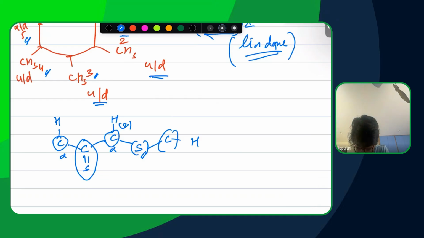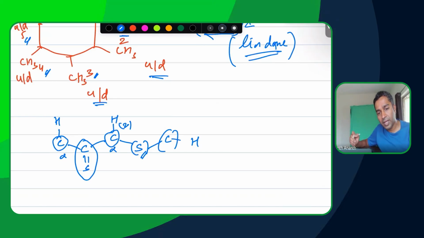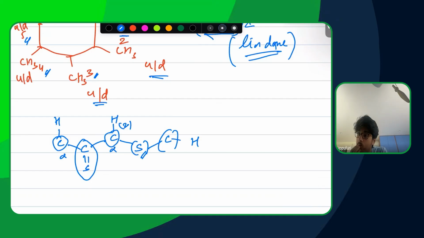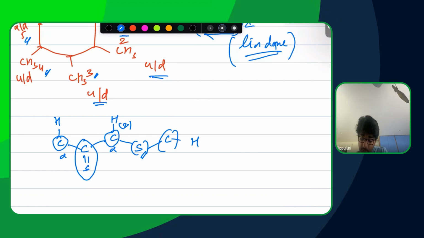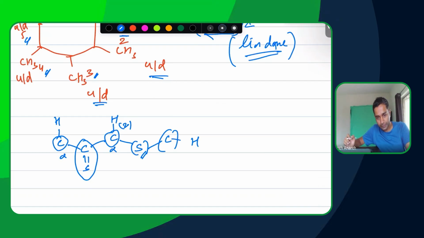Next is the acidic strength of this one over here. Sulfur has empty d orbitals and empty p orbitals available. Sulfur can delocalize a negative charge much better than oxygen. Oxygen cannot. So the second one is also correct.